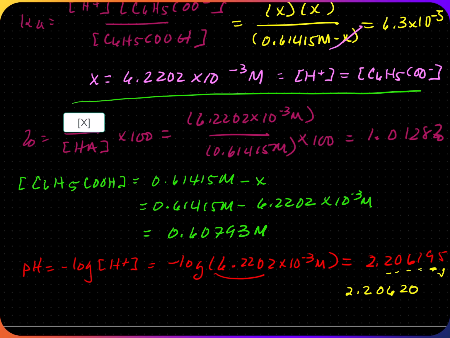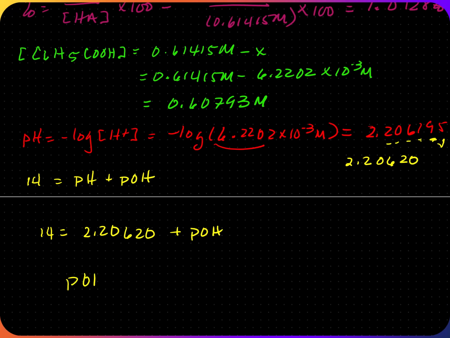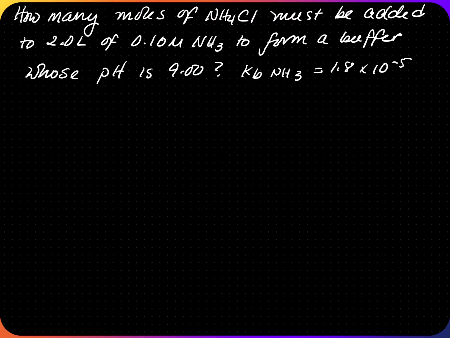The easiest way to find pOH is 14 is equal to pH plus pOH. So 14 is equal to pH, which is 2.20620, plus pOH. So pOH equals 11.79380. Sig figs start after the decimal for pOH and pH. Pause the video, solve this problem on your own, and then check your answer.